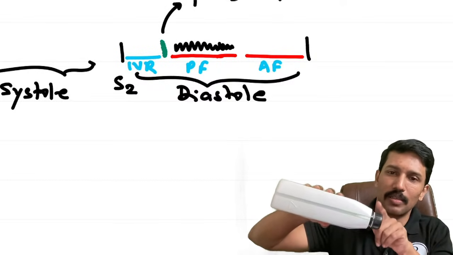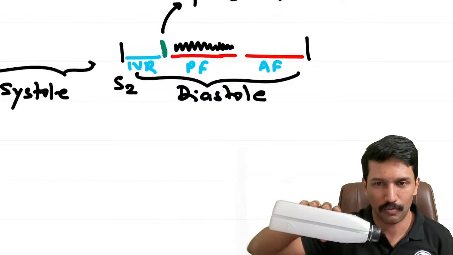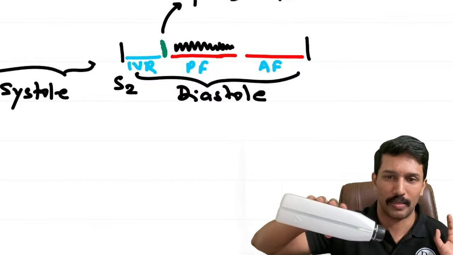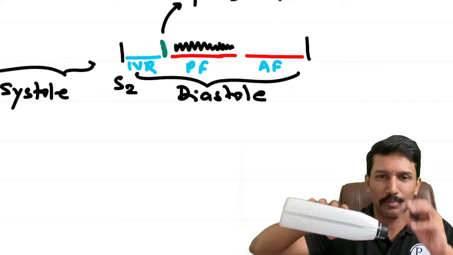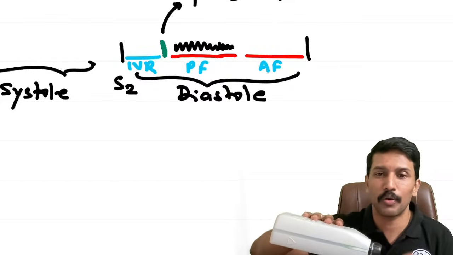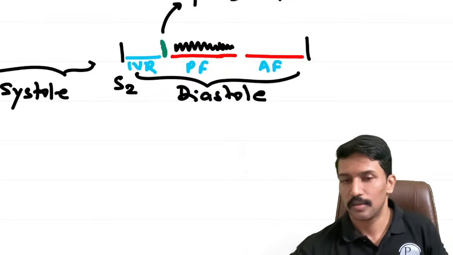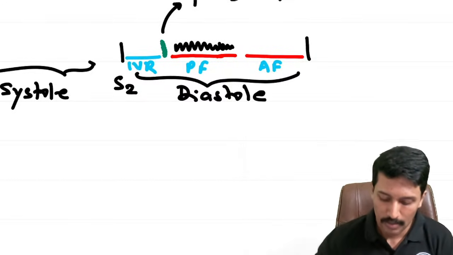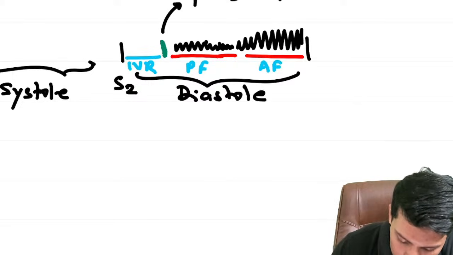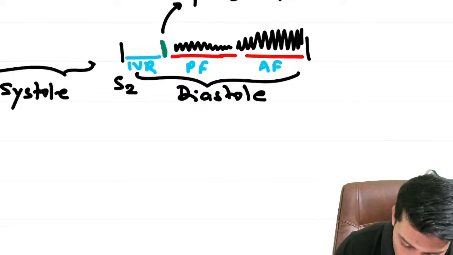So now think about the turbulence at the level of this opening valve. In passive filling, there was no forceful push from behind, right? So I had some degree of turbulence. But in active filling, I'm forcefully pushing. So what will happen to the turbulence here? It will increase. So that increased turbulence in the active filling. So what should I call that?